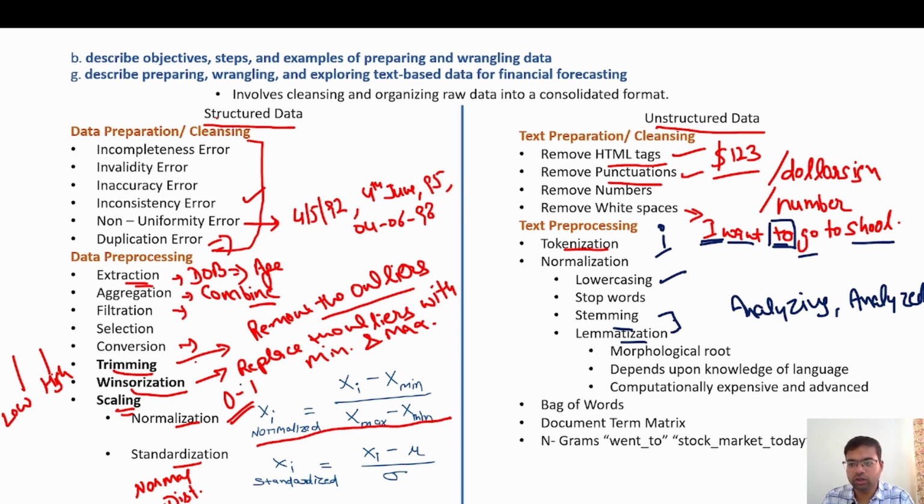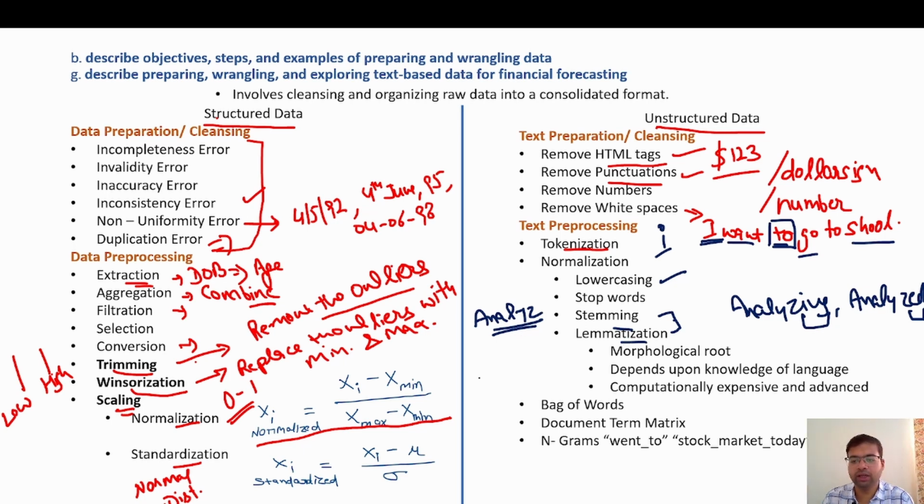In the stemming process, stemming will reduce the word to analyz. So it's the same stem that is being used here. It is used with ing, it is used with ed. What stemming does is reduce the word to a particular stem.